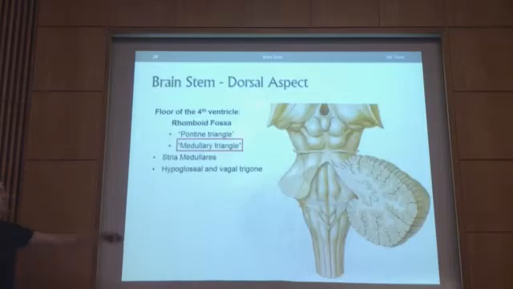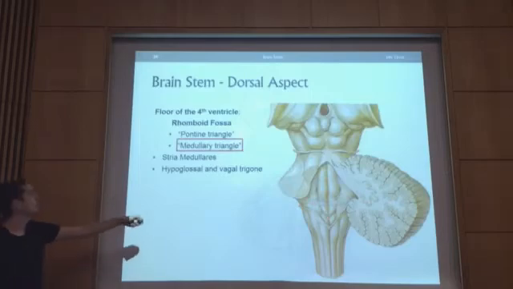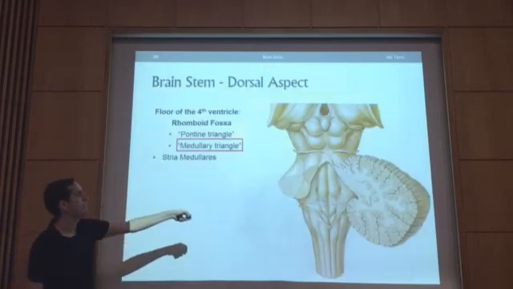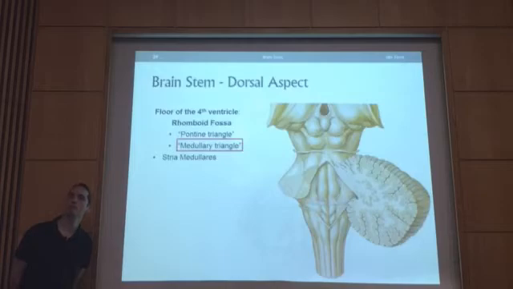So first of all, you can see these stripes. These stripes are the border between the upper triangle and the lower triangle. They are called stria medullaris. Stria medullaris, not to be confused with the stria medullaris with an I of the thalamus. Have you met the stria medullaris already?